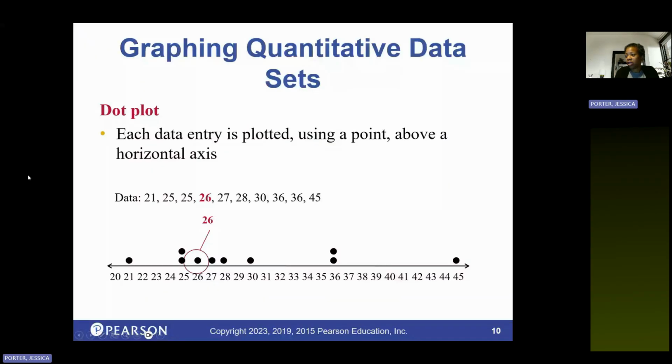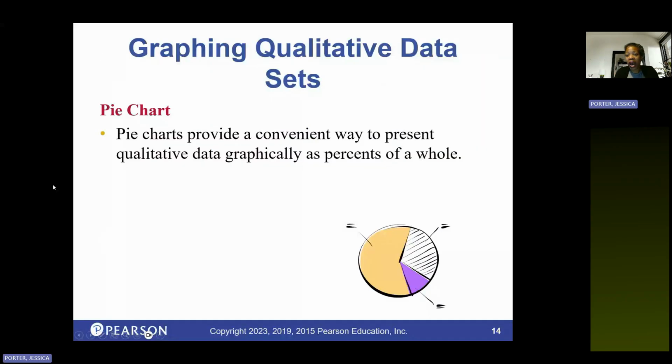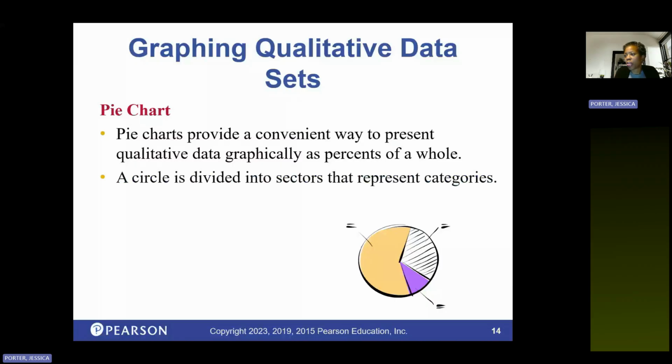Okay, so we covered dot plots. Hooray! Now we're going to get into pie charts. Pie charts provide a convenient way to present qualitative data. Remember, qualitative data is qualities or characteristics. And so we're talking about frequencies here, frequencies of a categorical variable.